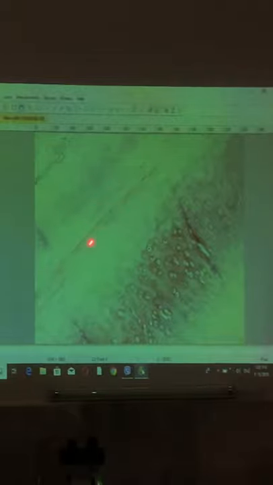Okay. Let's see this part, which is what? The bundle of the collagen fiber. Is it a bundle of collagen fiber or what? Okay. This is good. Now, this is a perichondrium.